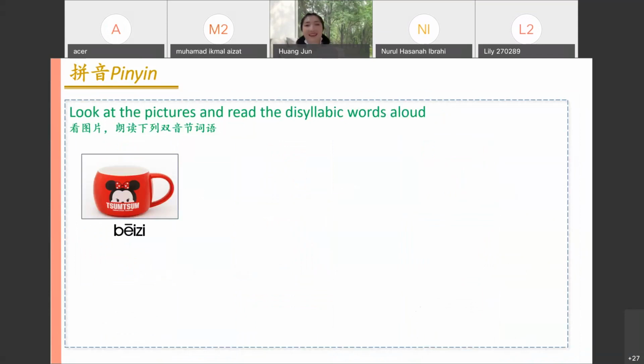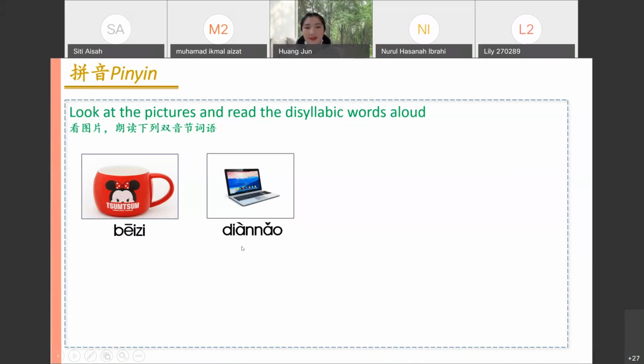Beige. This one also belongs to Mandarin one. All the words showing here belong to the Mandarin one word. You must remember. Okay, 杯子. Laptop. Piano. 脑.